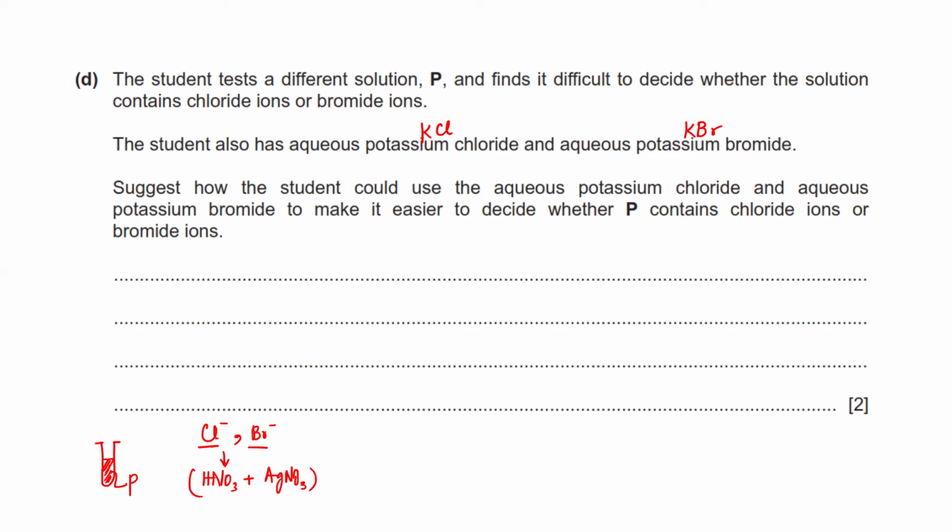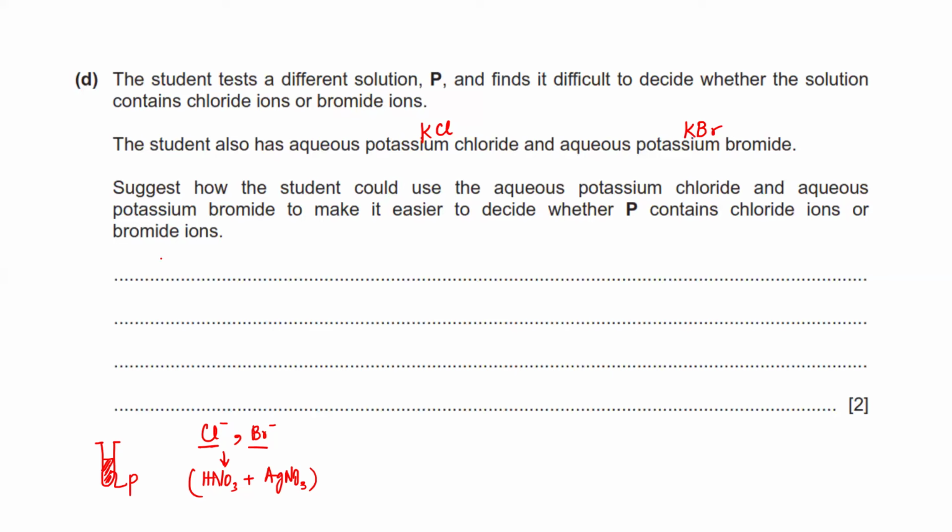Okay. So what you can do is add dilute nitric acid and silver nitrate to the solution of KCl, observe the precipitate, then do the same with potassium bromide and observe the precipitate, then repeat the process with P and compare the color of precipitates, and then you will have your answer.